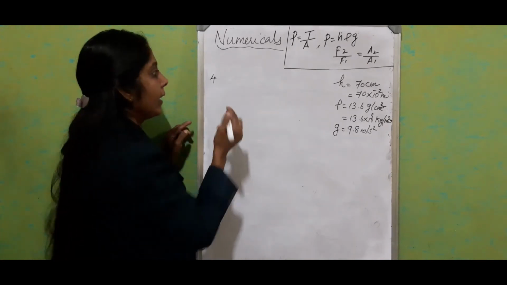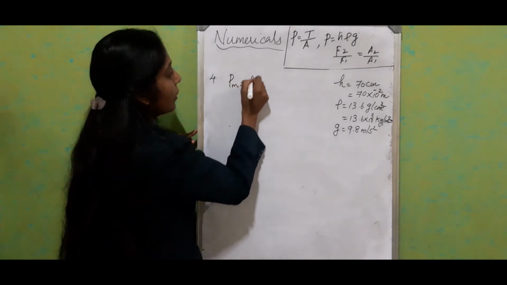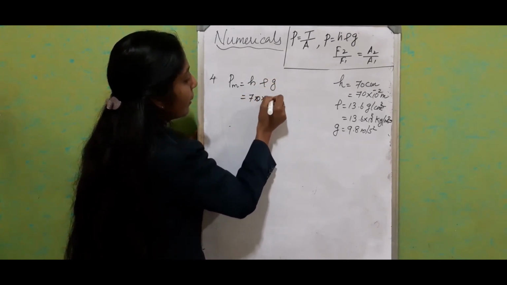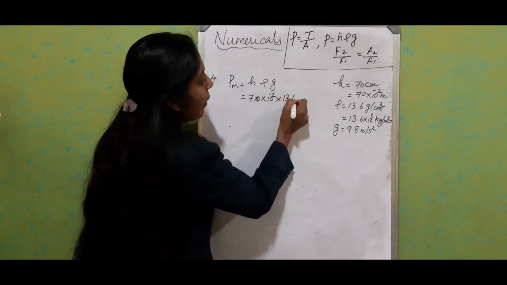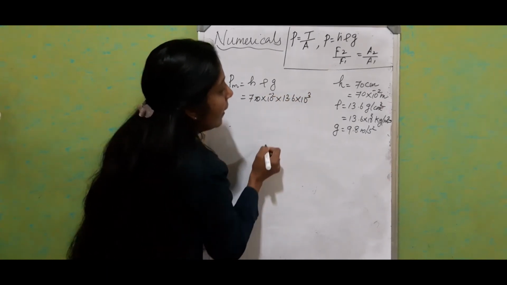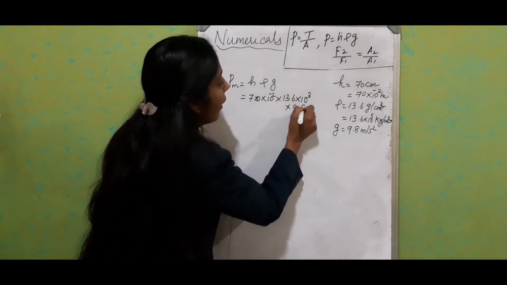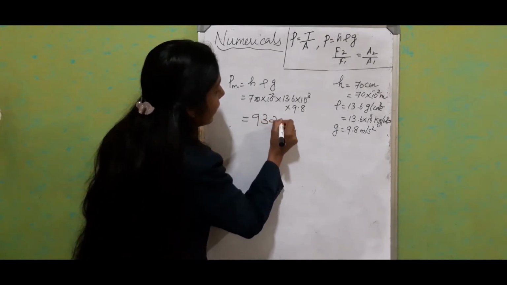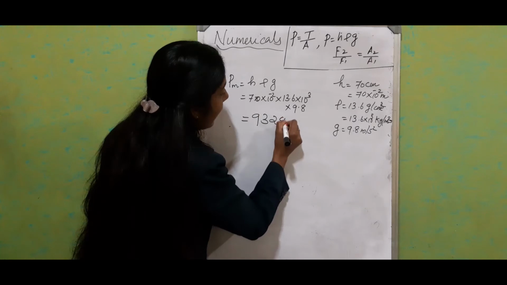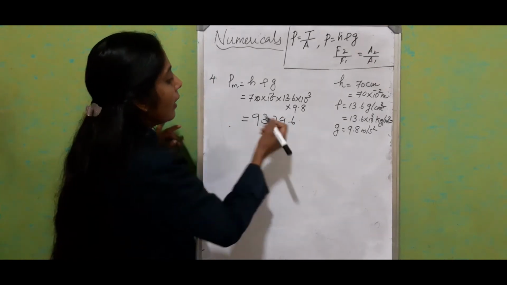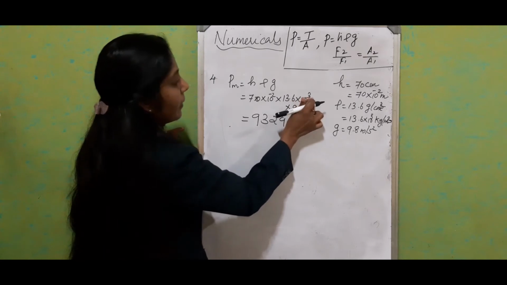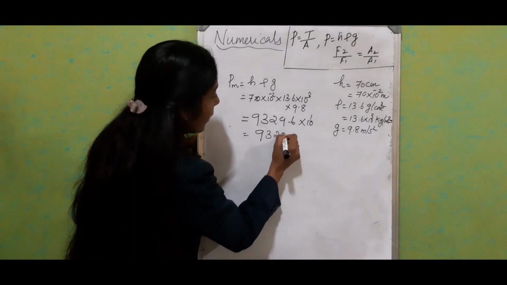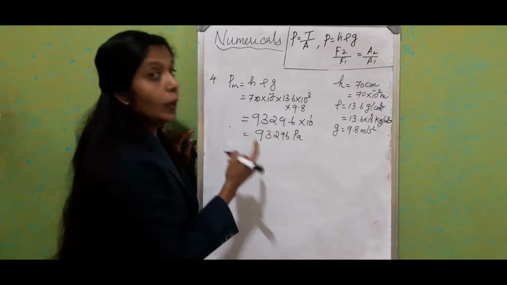Then we'll find out the height. So pressure of mercury is equal to H rho G. That is equal to 70 into 10 to the power minus 2 into 13.6 into 10 to the power 3 into 9.8. That is equal to 9,329.6 into 10 to the power 1, from the 3 and minus 2. Or else we can write it as 93,296 Pascal. This is for mercury.